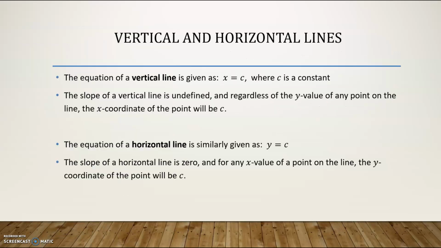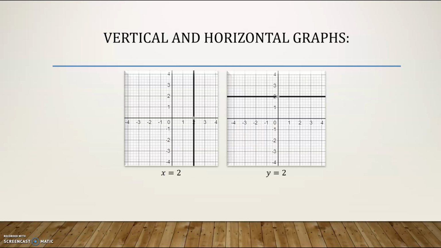Now let's look at vertical and horizontal lines. The equation of a vertical line is given as x is equal to some number. We've already looked at this: the slope for a vertical line is undefined. The equation for a horizontal line is y is equal to some number. The slope for a horizontal line is 0. Here's a picture of your vertical line, x equals 2, and a horizontal line, y equals 2.